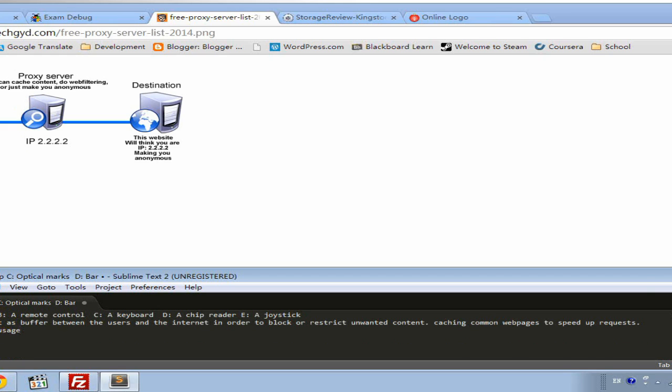So the important one, I think, the better answer would be acts as a web server and acts as a buffer between the users and the internet in order to block or restrict unwanted content.